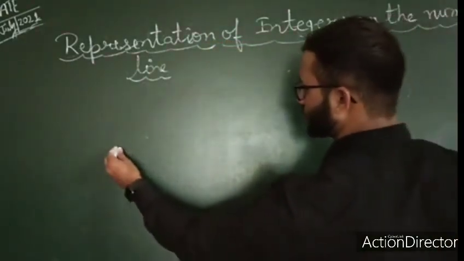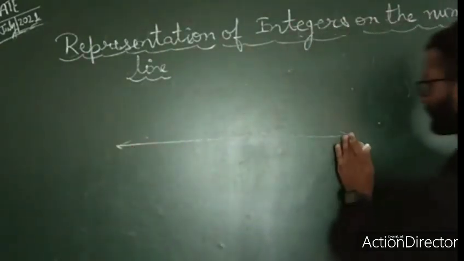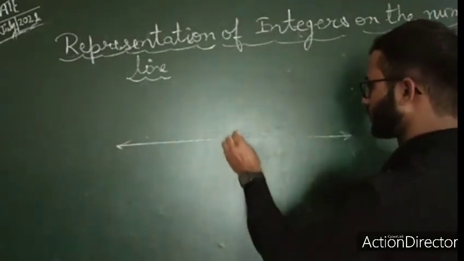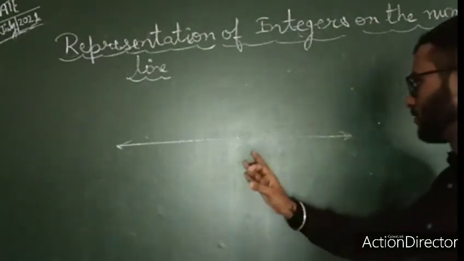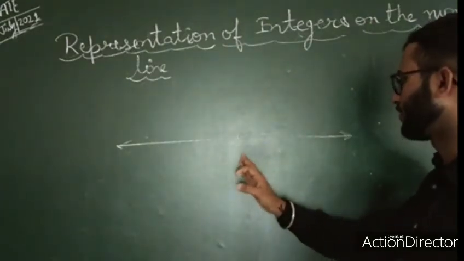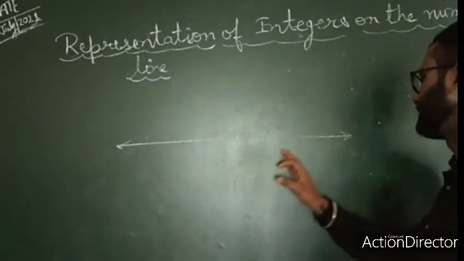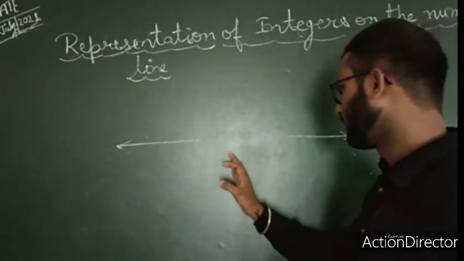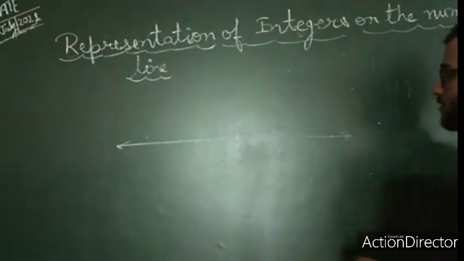So here first we draw a line, okay, and then in the middle of this line we write a symbol, right? From this 0, if we move to the right-hand side of the 0, it means here we write positive numbers, and if you move to the left-hand side of the 0, it means here we write negative numbers.